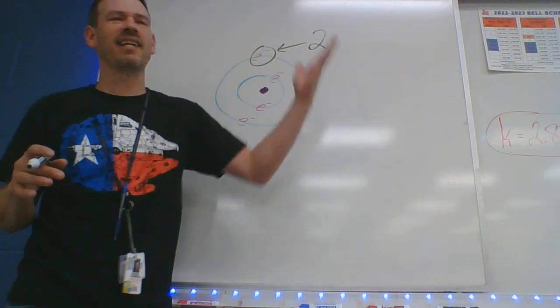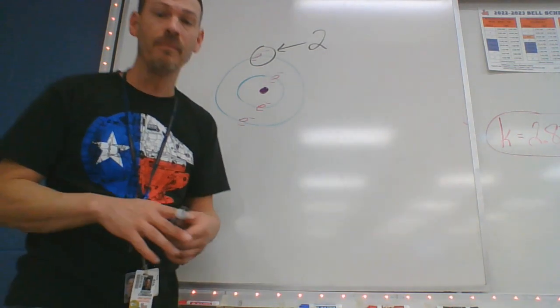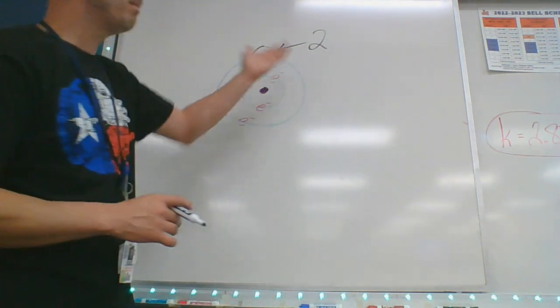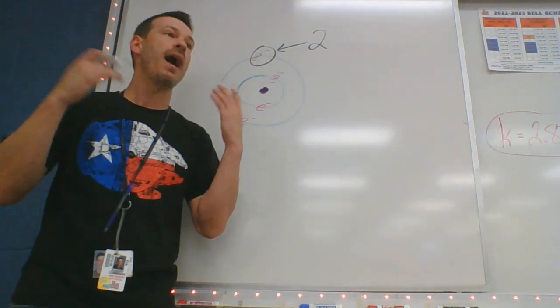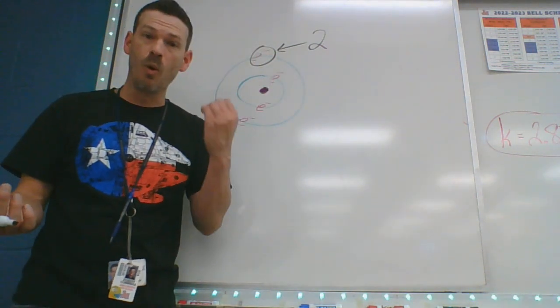1 through 7. All right. You know that because you just wrote it. It was on the opening slide. It could be any number 1 through 7. And the higher the number, the more energy that electron contains.